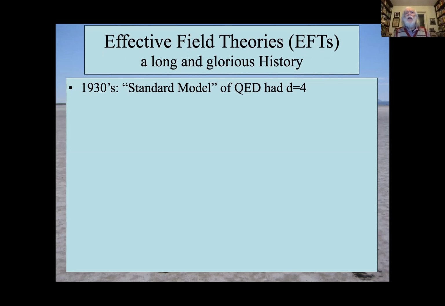So now I'd like to spend a bit of time discussing effective field theories as a tool for looking indirectly at physics beyond the standard model. I'd like to remind you that effective field theories have a long and glorious history. So cast your mind back to the 1930s. At that time, we had what I call here the standard model of quantum electrodynamics, which of course had dimension 4 interactions.